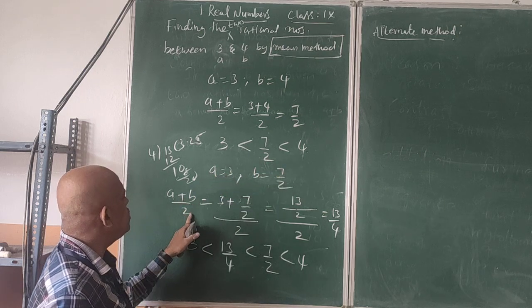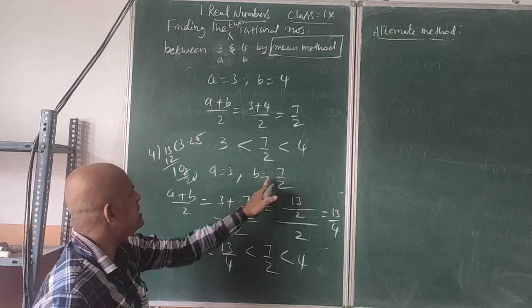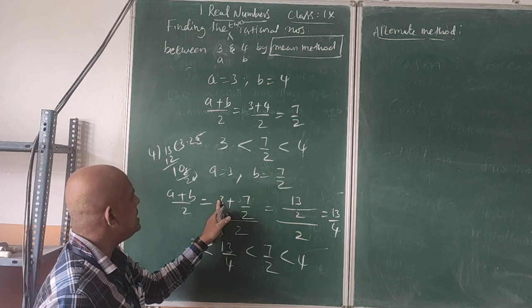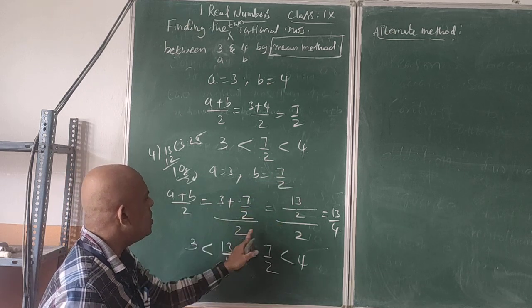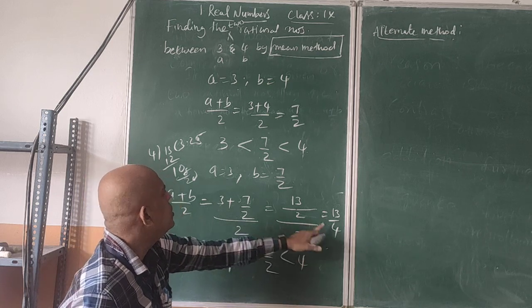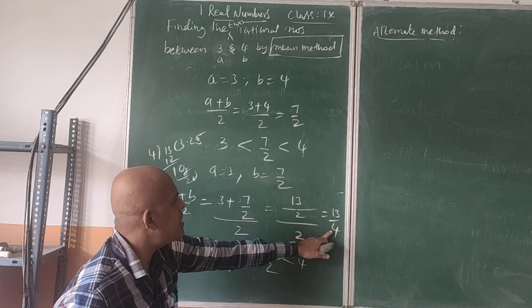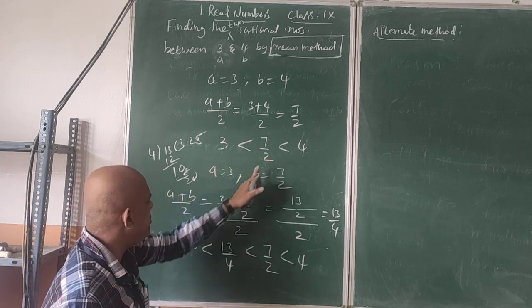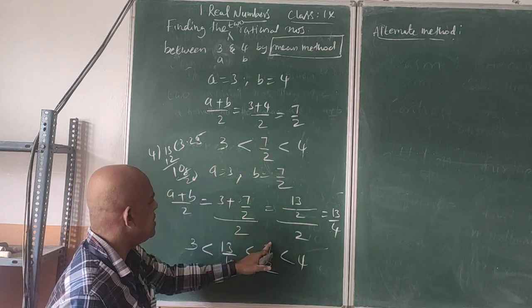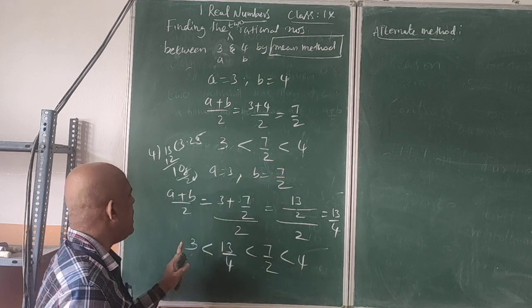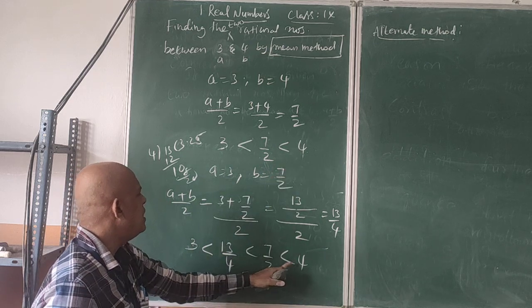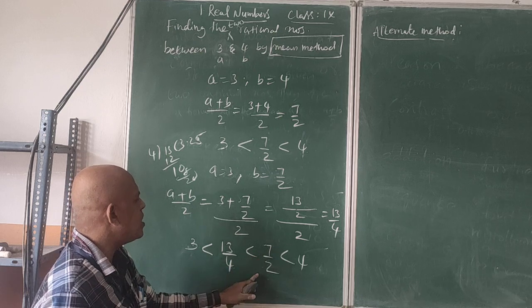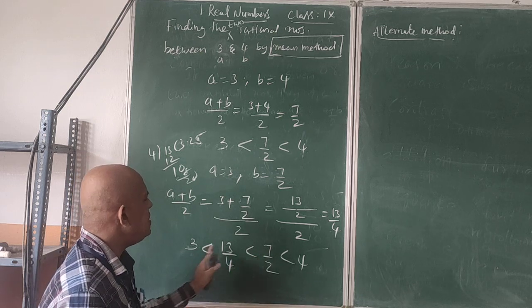So A plus B by 2 again. A is 3 plus B is 7 by 2. 2 into 3 is 6, plus 7, 13 by 2, all divided by 2 is equal to 13 by 4. So between 3 and 7 by 2 there is a rational number 13 by 4. So 3 is the given number, between 3 and 7 by 2 is 13 by 4, next 7 by 2 and next 4. They ask two rational numbers between 3 and 4. That's why we got 13 by 4 and 7 by 2 as the two rational numbers between 3 and 4.